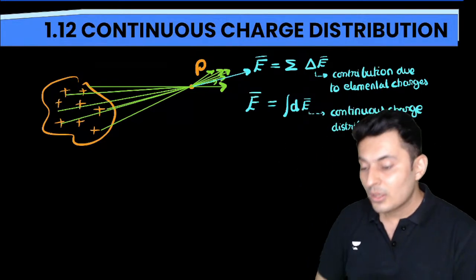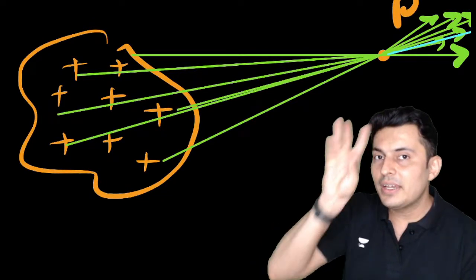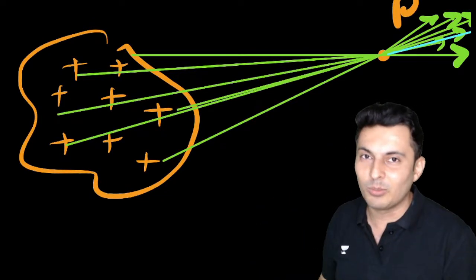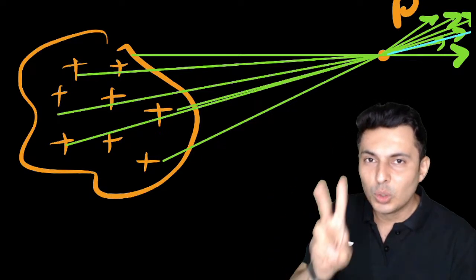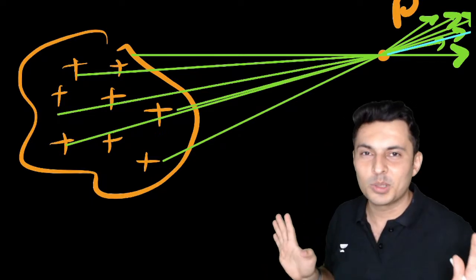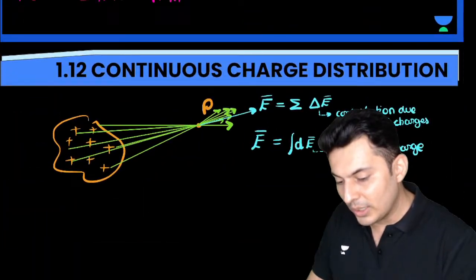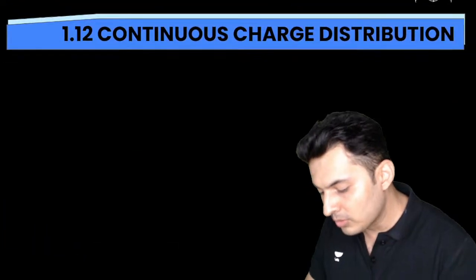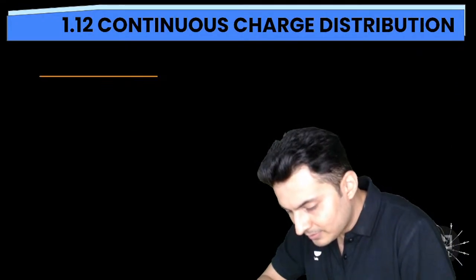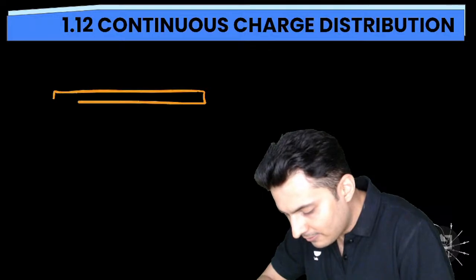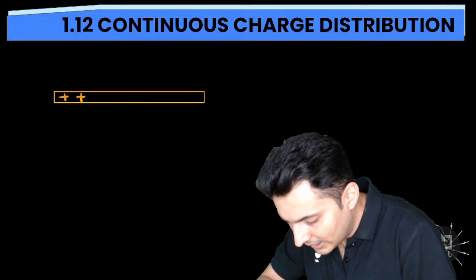Now, when you describe the charge distribution on this body, there are 3 ways of doing it depending on the shape of the body. Now, there are 3 different categories, 1D, 2D and 3D. Simply put, 1D, 2D and 3D. That's all. So, my dear students, how it works is like this. Observe. If you have a wire, okay, just imagine you have a wire like this. And let's say the charges on it are this way.